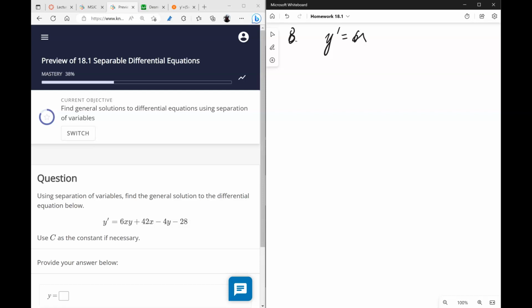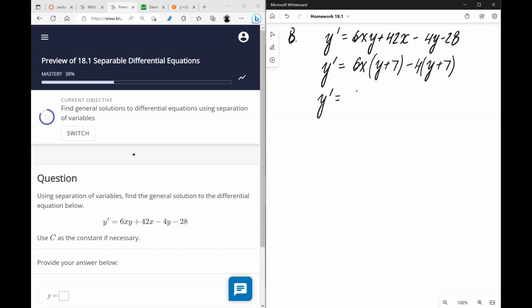y prime is equal to 6xy plus 42x minus 4y minus 28. And the only way this can be separable is if we can factor the expression on the right side. So let's go ahead and try. We're going to take out 6x from the first two terms, and we're going to take out negative 4 from the other two terms, and there you go. Looks like we can factor it. And now we see that it is separable, so we're going to separate it.